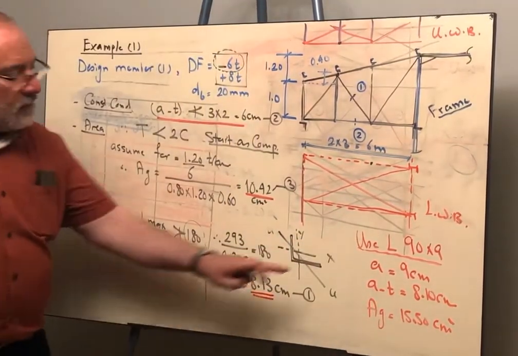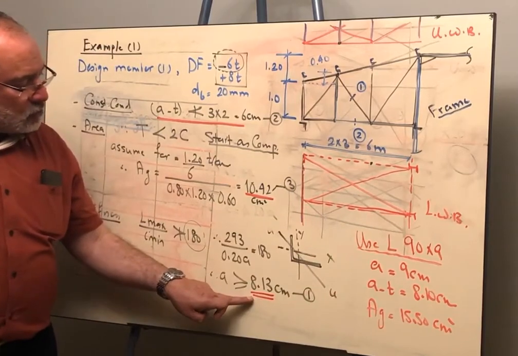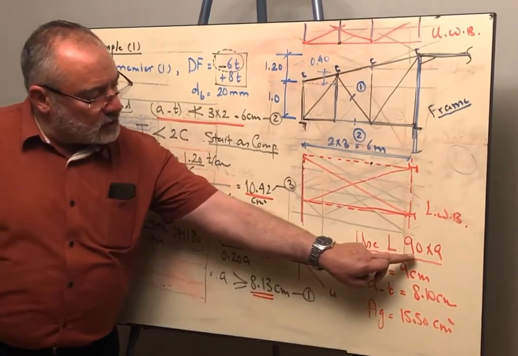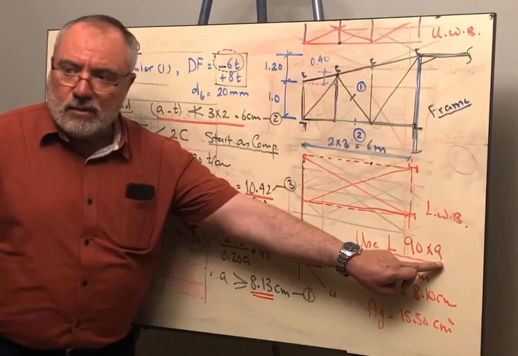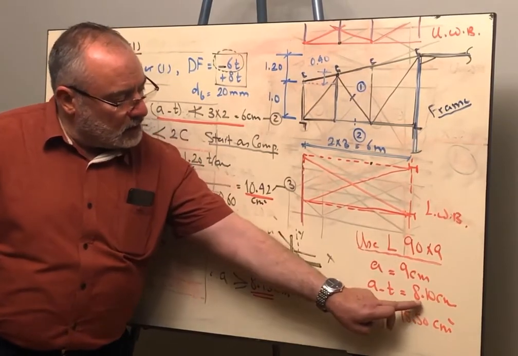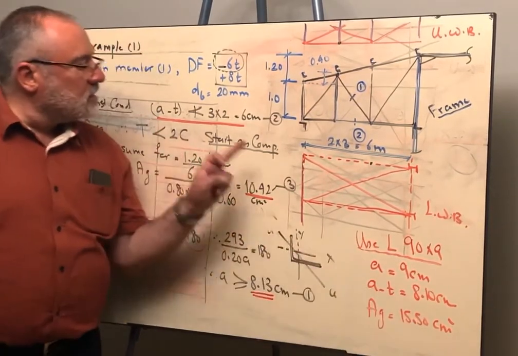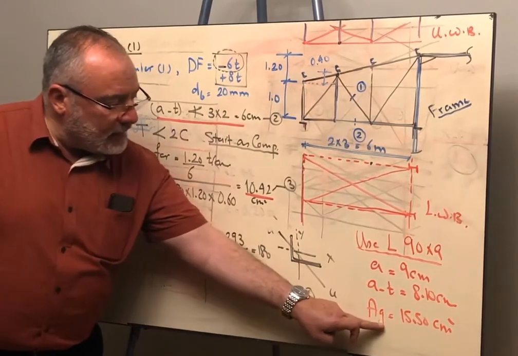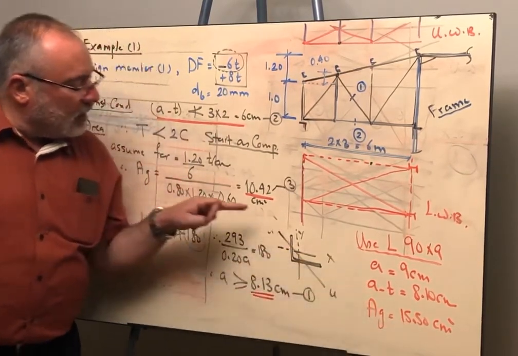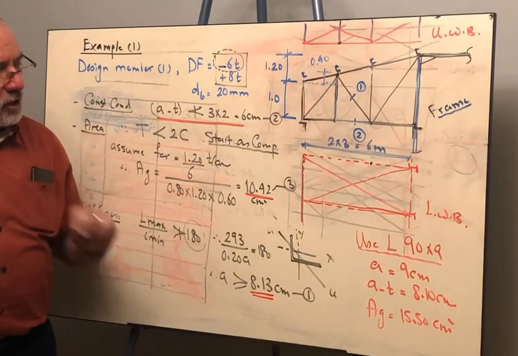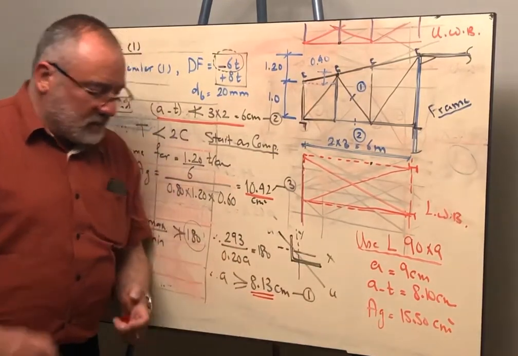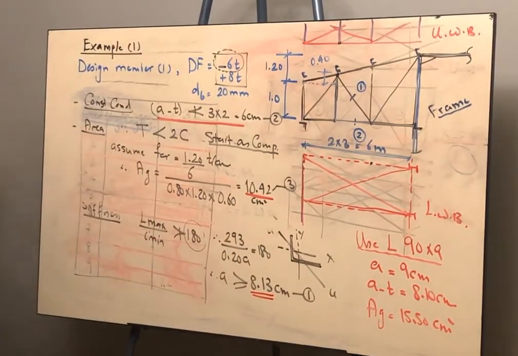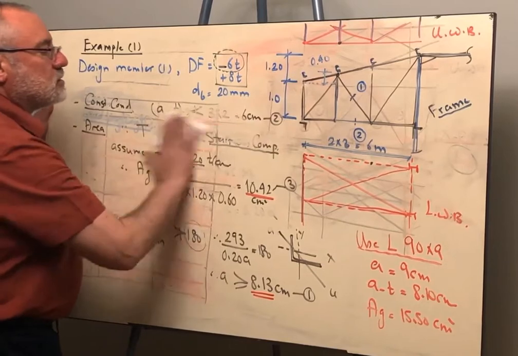Okay? We are having A is satisfying the stiffness condition. A minus T, which is 90 millimeter minus 9 millimeter, gives 81 millimeter, يعني 8.1 centimeter. It is satisfying the 6. And area gross is 15.5, and what you need is 10.4. Now we have to take this angle and check whether it will be safe or not. Let me erase this, please.